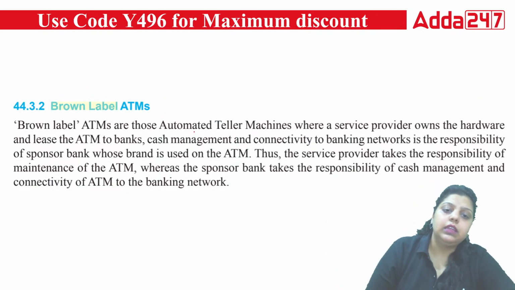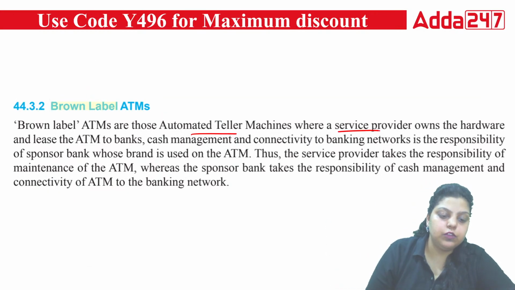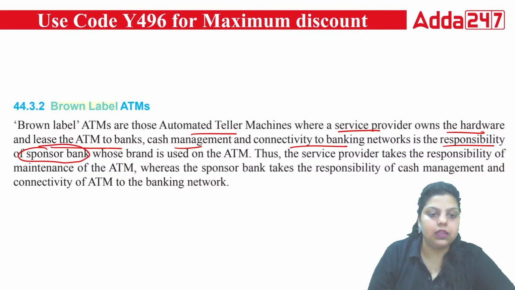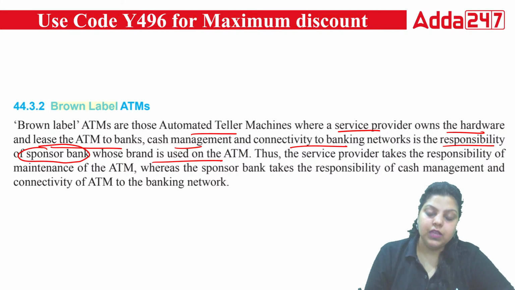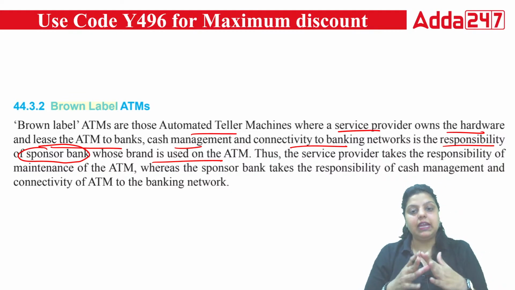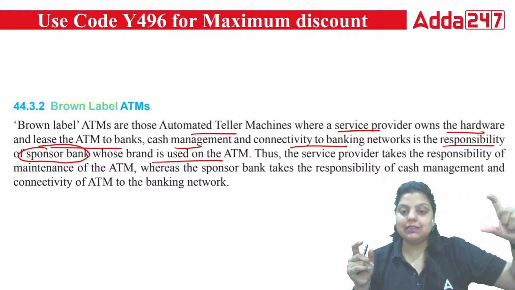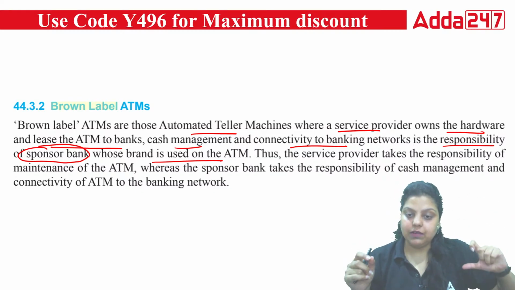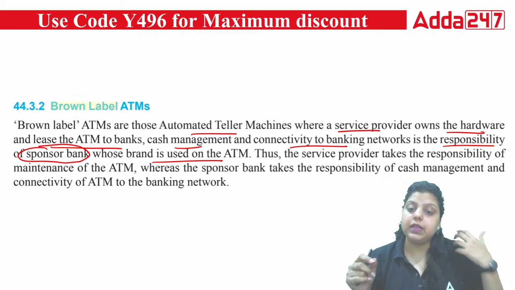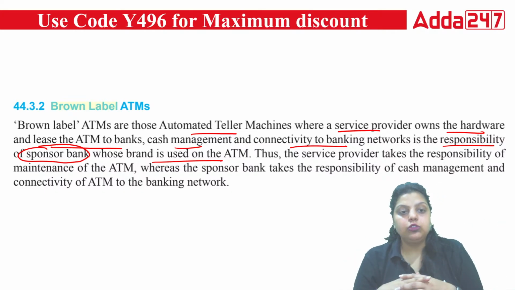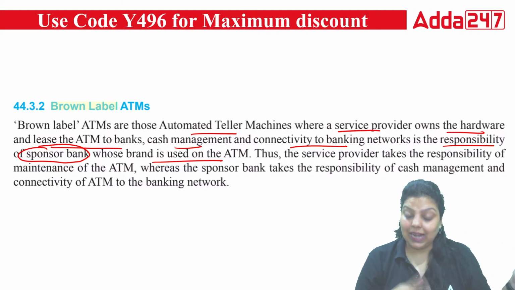So you can see these are the machines where a service provider owns the hardware and leases the ATM to the banks. The cash management and connectivity to the banking network is the responsibility of the sponsor bank whose brand is used on the ATM. Like when we go to SBI's ATM, for example, everything is written about SBI. SBI's name, logo, and tagline will be there, and every product of SBI will be shown there, like their advertisement will be shown in the ATM. So that's the ATM of SBI, and that is a brown label ATM.